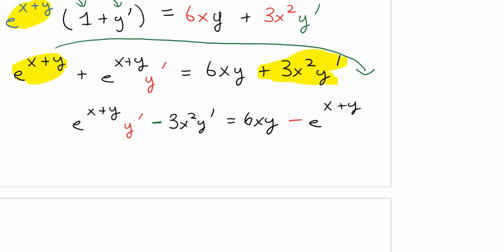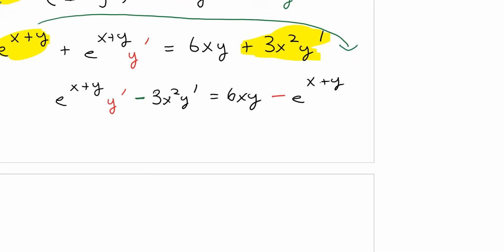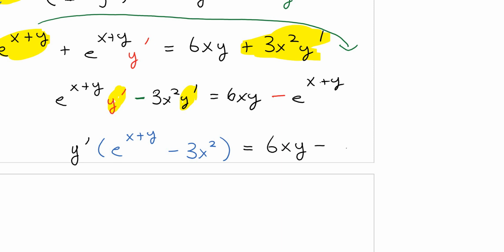All right, so there you go. I'm almost there now. Now I need to factor out the y prime. So here's a y prime here and a y prime there. I'm going to factor that out because that's a common term. So y prime bracket e to the x plus y minus 3x squared, close the bracket, and that would equal to the right hand side, which is 6xy minus e to the power of x plus y.